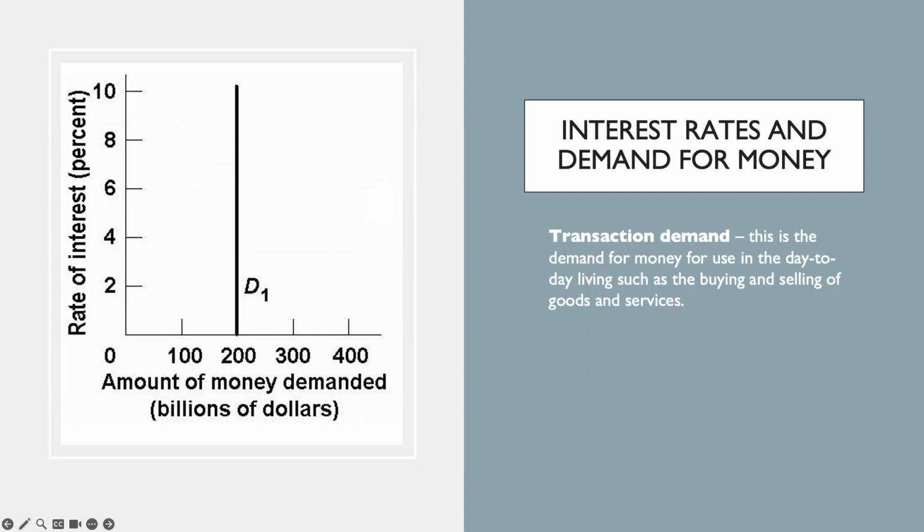So, why do we actually need money? Money is something that we need on a day-to-day basis. And actually, there are two types of demand for money. First is the transactional demand for money. When we say transactional demand for money, this is the demand for money for use in day-to-day living, such as the buying and selling of goods and services.